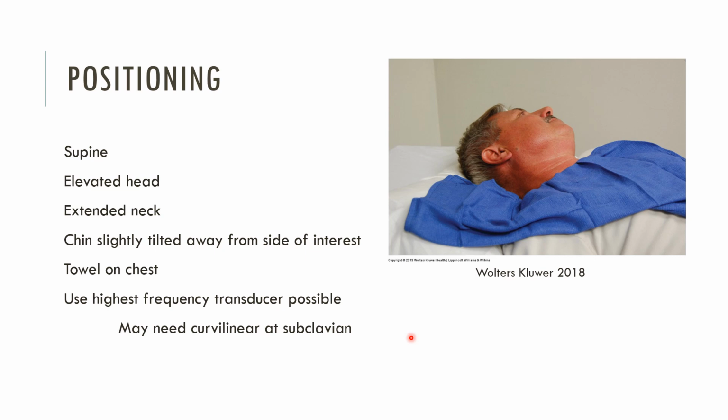Now, when we start looking at the subclavicular area for our subclavian artery, it's not uncommon to have to switch to just a curvilinear just to get the depth behind their clavicle that you're going to need to pick up that subclavian. So don't be afraid to switch transducers a couple times, especially early on in your scan when you're getting the subclavian, and then usually you can do the rest of the more superficial scan with your linear.